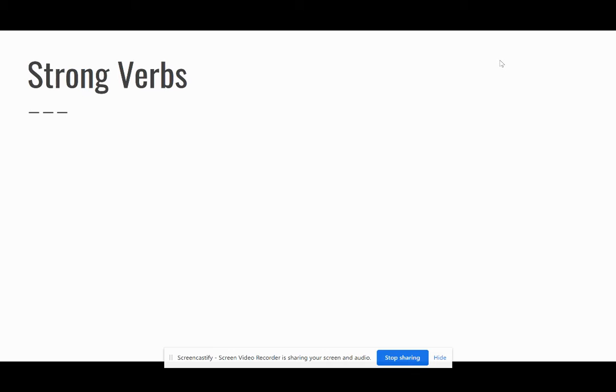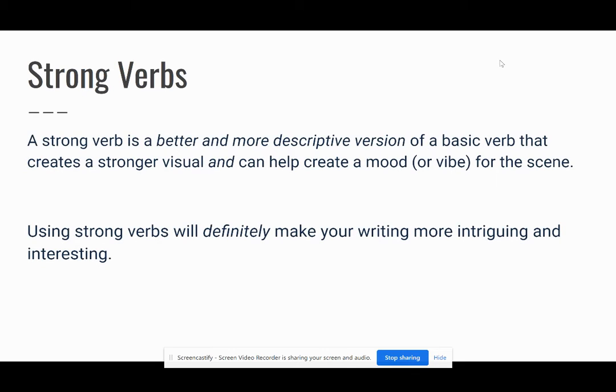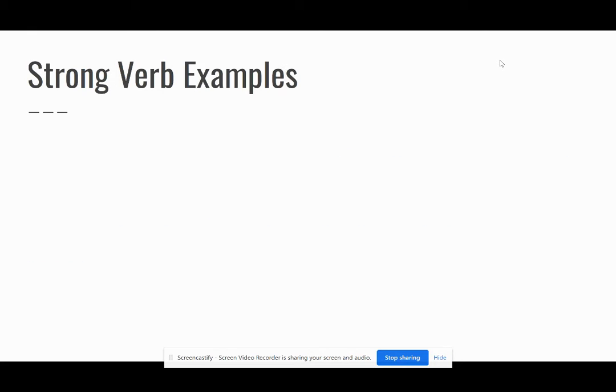A way to do that also is to use strong verbs. So a strong verb is a better and more descriptive version of a basic verb that creates a stronger visual, and it can help create a mood or vibe for the scene. Using strong verbs will definitely make your writing more intriguing and interesting. So here are some more examples.